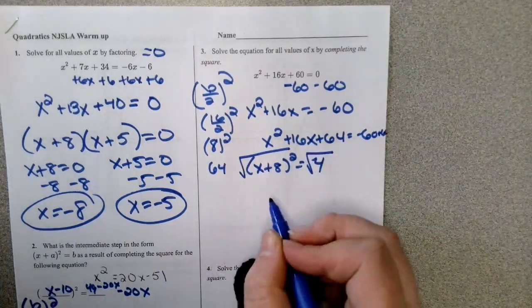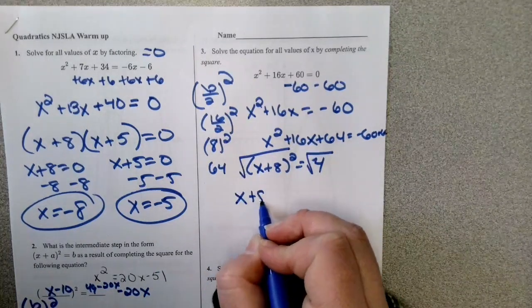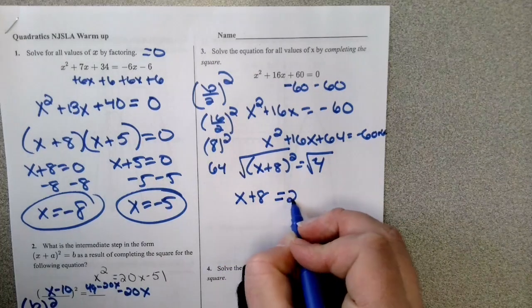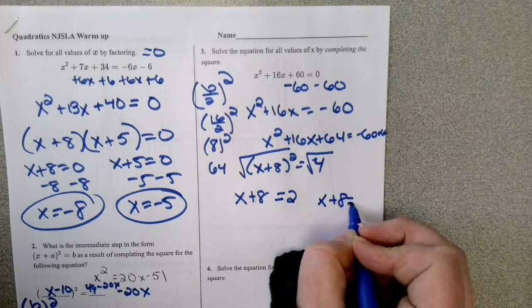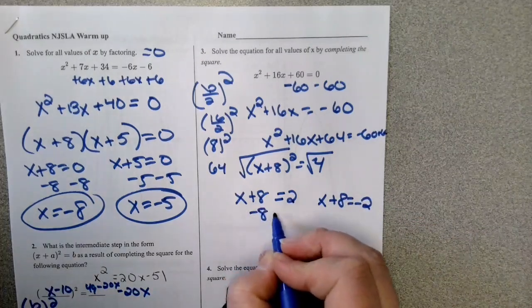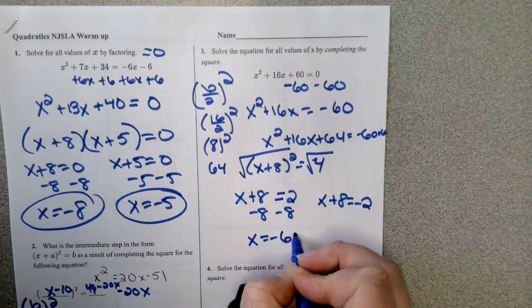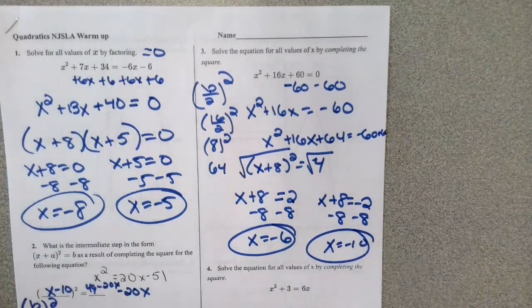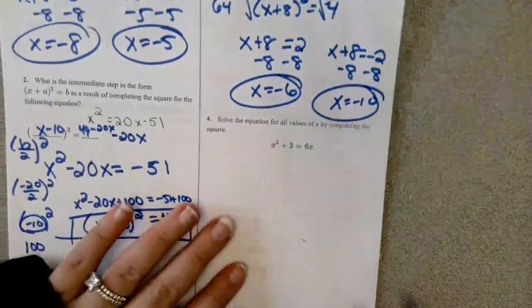Now we solve, so first step is square root. That'll get rid of everything on the left except for x plus 8. Square root of 4 is 2, and negative 2. So you solve both. x equals negative 6. x equals negative 10, and those are your two solutions.